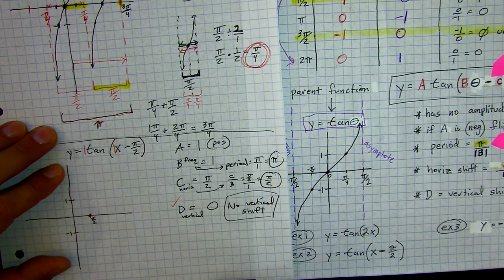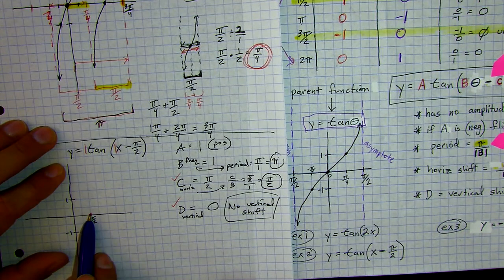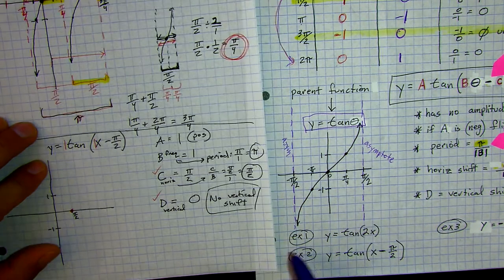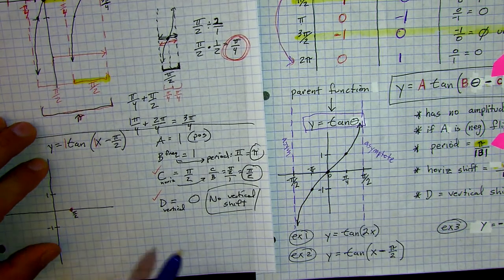All right, look, we did the horizontal shift. Actually, we did the vertical. We know there's no vertical. We know the horizontal shift. Now we know where we're starting. So really, A was 1. It's positive, so I know it's going to come up from the left up to the right, left to right. It's going to be that same shape.